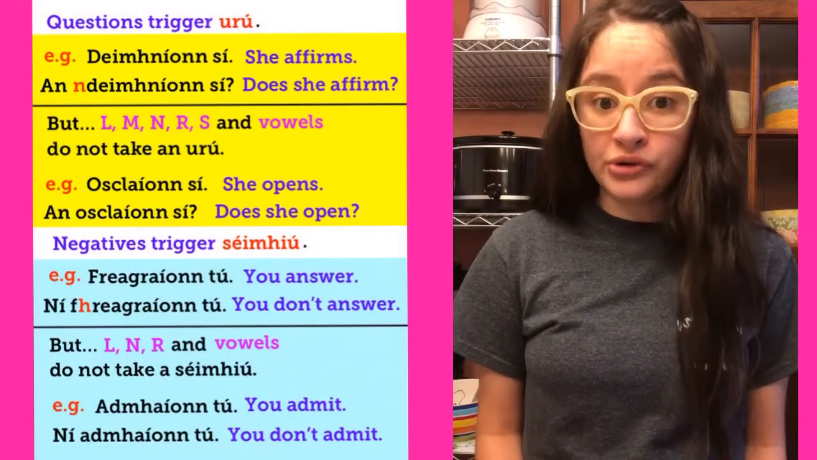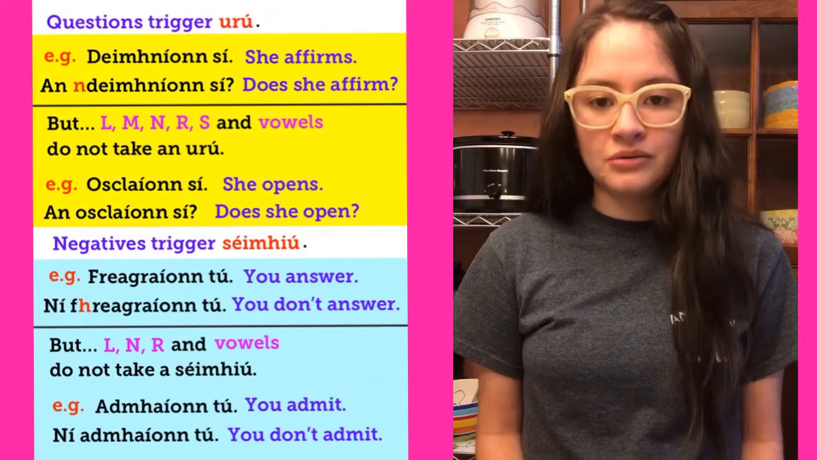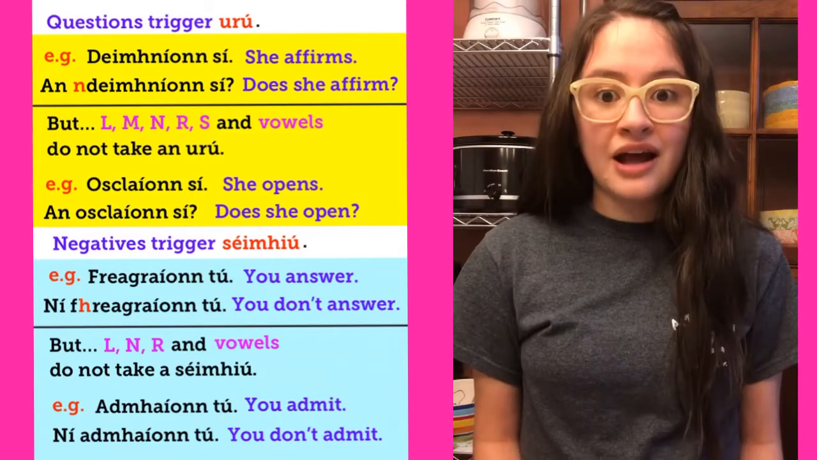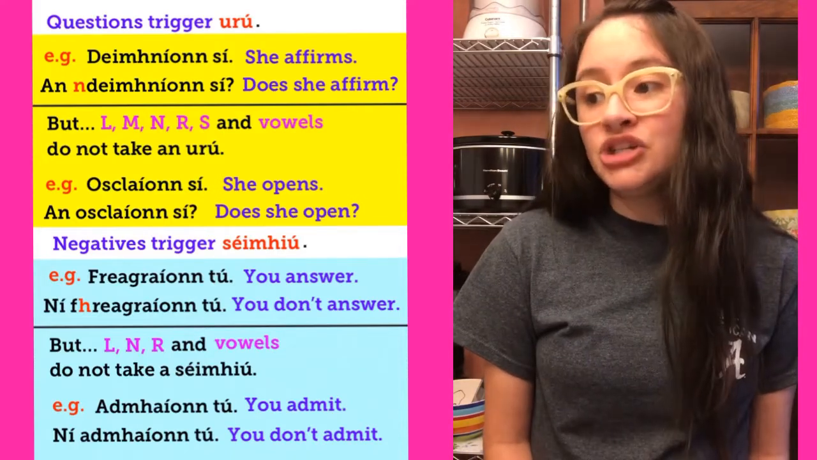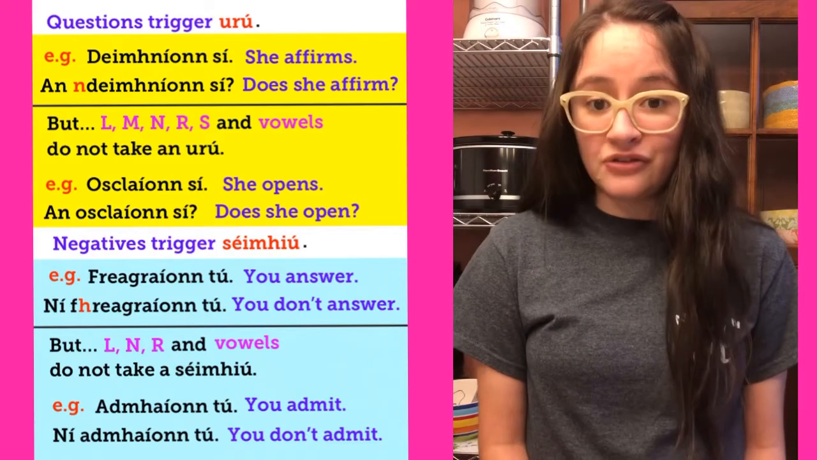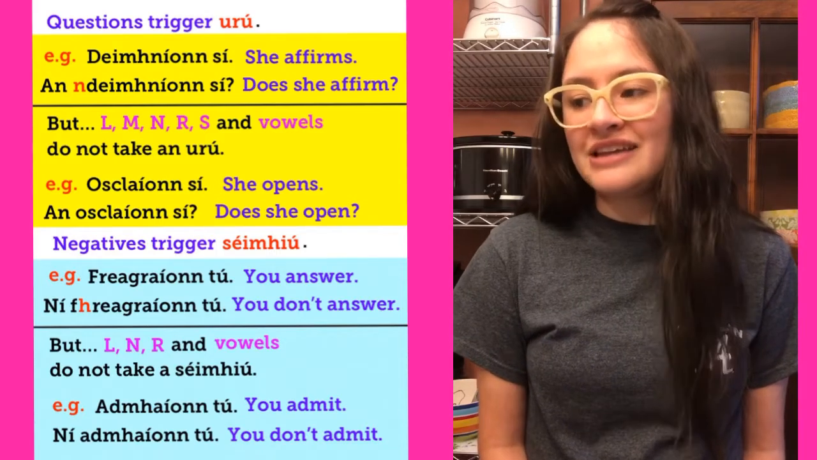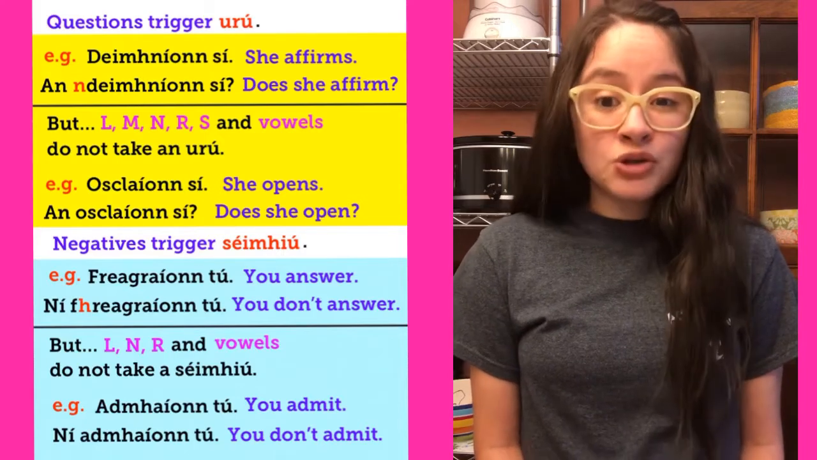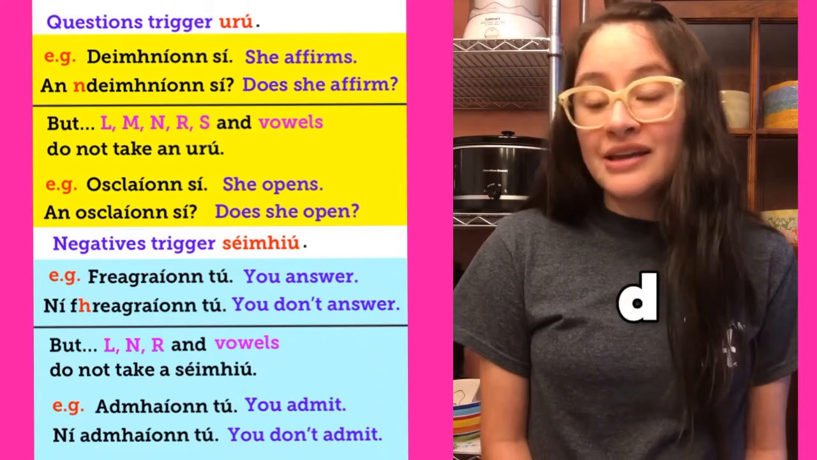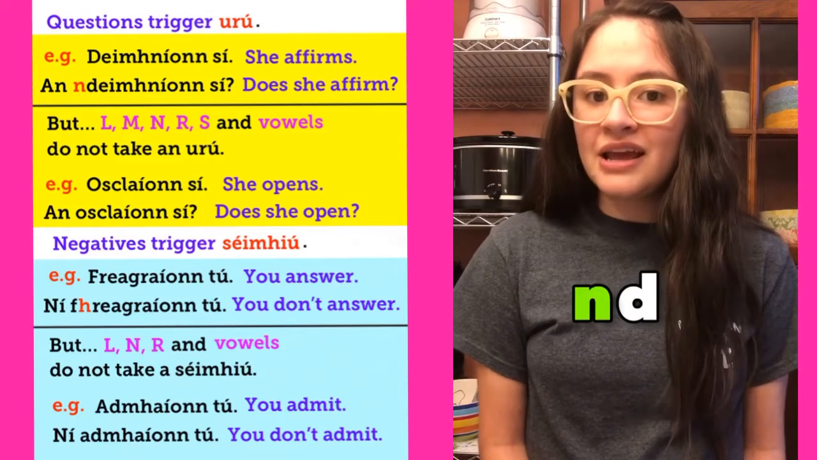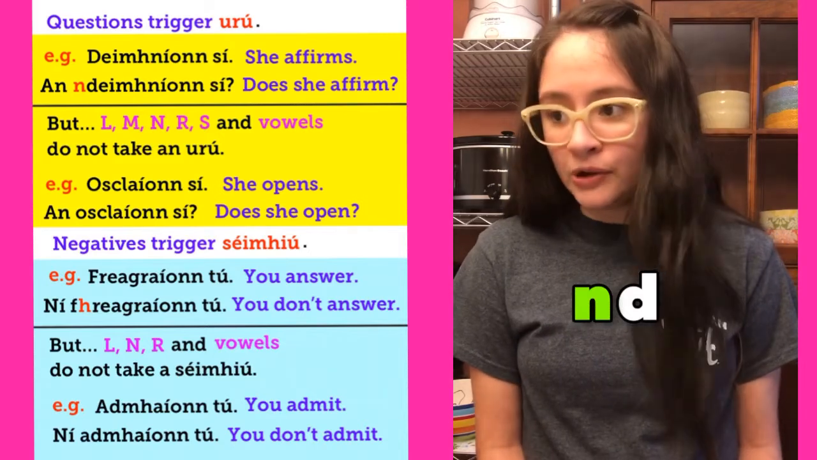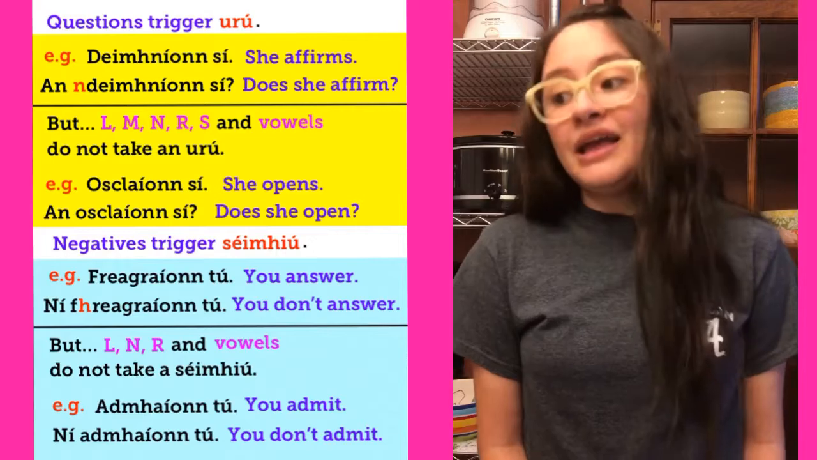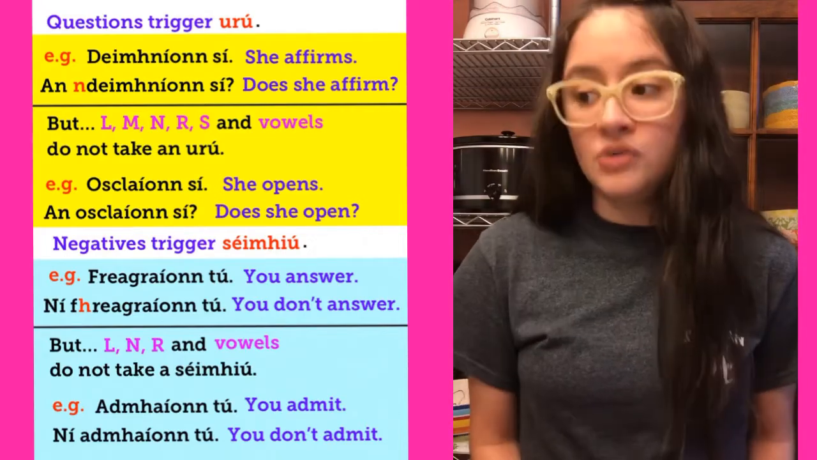And just like last time, questions in Irish are going to trigger urú in the verb. Urú is the Irish word for eclipsis. So let's give an example. Deimhníonn sí, she affirms. But if we ask, does she affirm, that changes to an ndeimhníonn sí. N is the special buddy letter for D, so it's the urú, and we place it in front of the D, and its sound takes over or eclipses the original initial sound of the word. But L, M, N, R, S, and vowels do not ever take an urú.